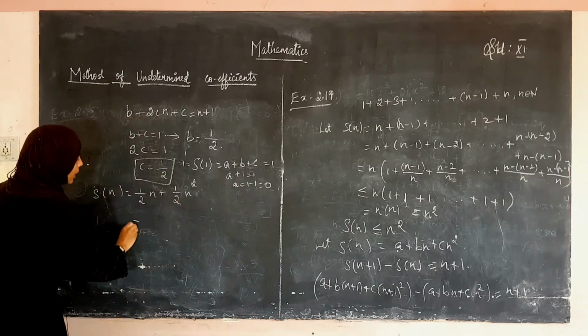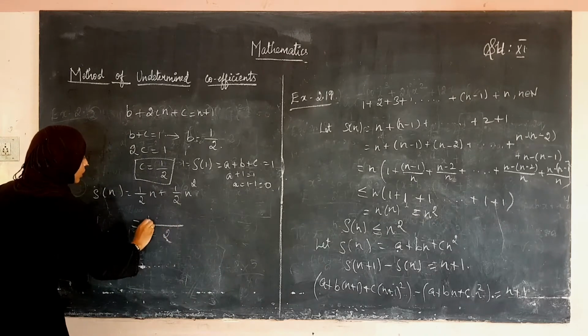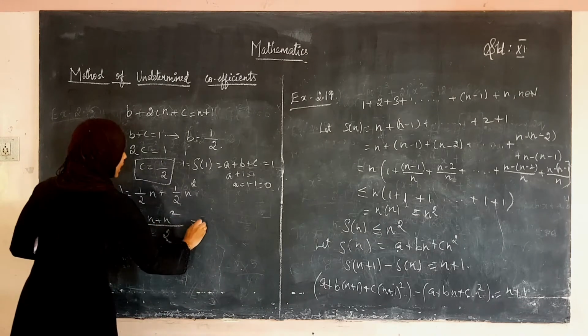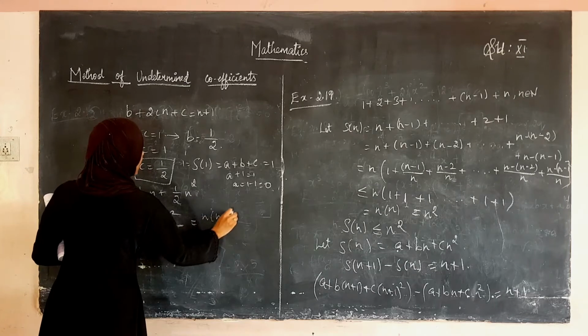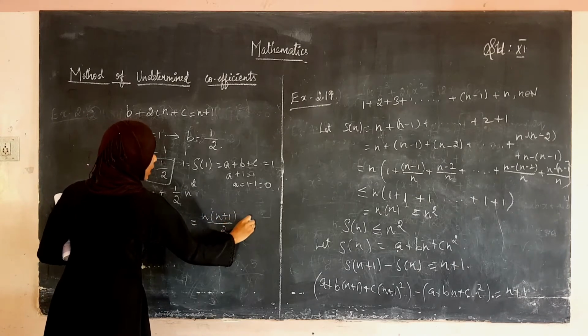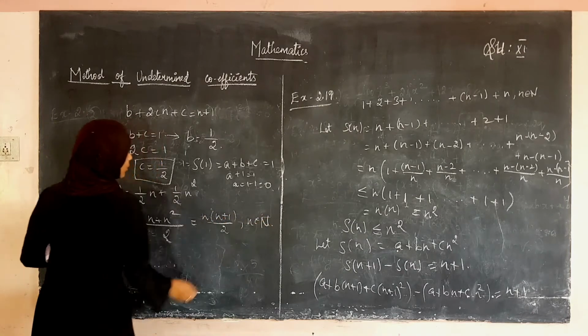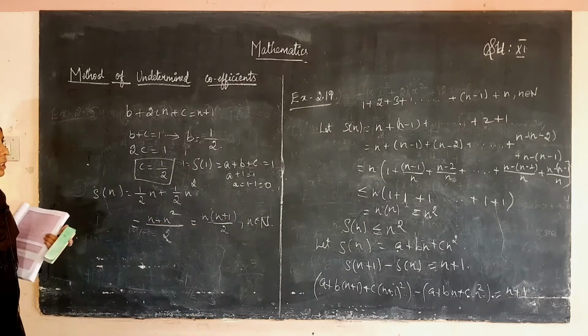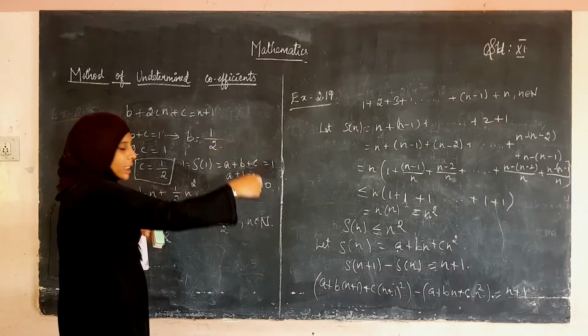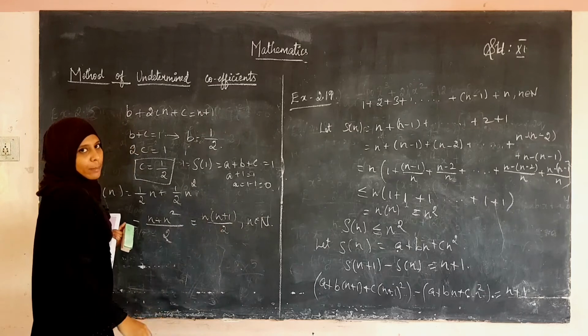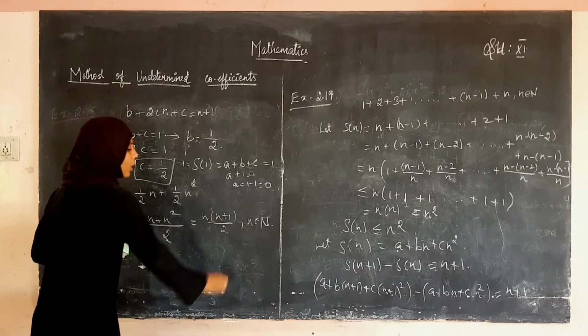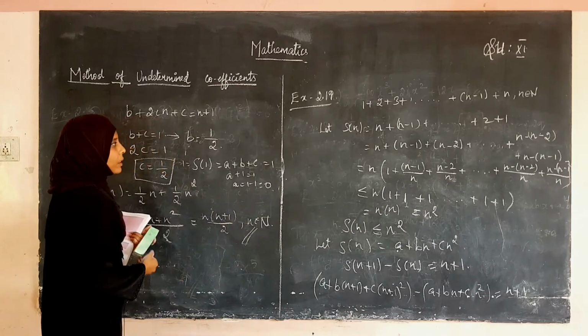See now, take the LCM 2. n plus n square. Take n outside: n into n plus 1 divided by 2, where n is a natural number. This is the formula, right? Formula for 1 plus 2 plus 3 plus and so on, we have learned this in the smaller class. This is equal to n into n plus 1 divided by 2. Okay, with this the example is completed.